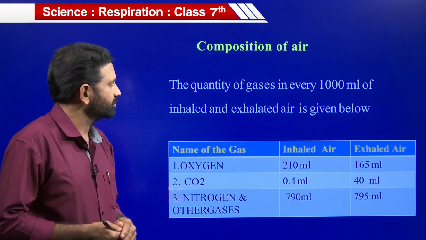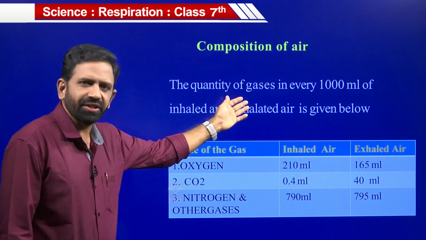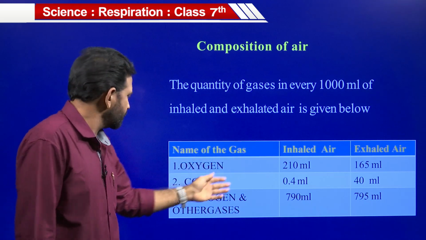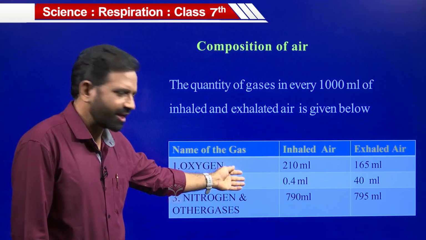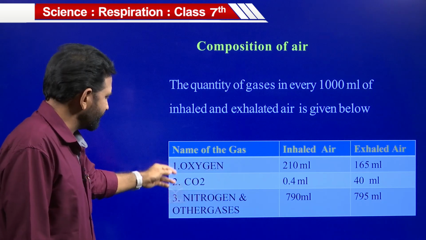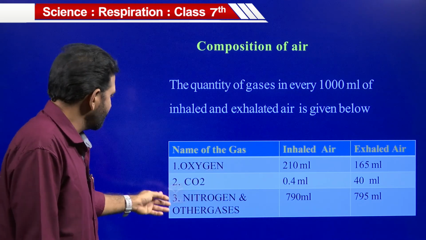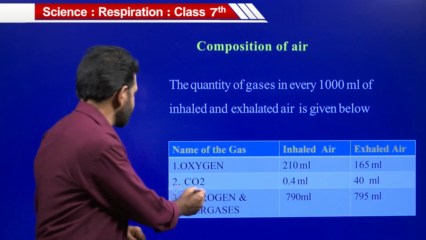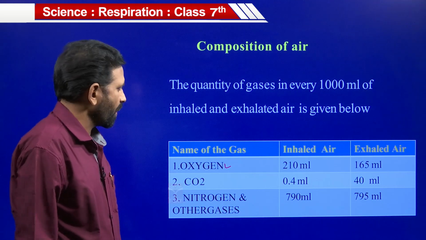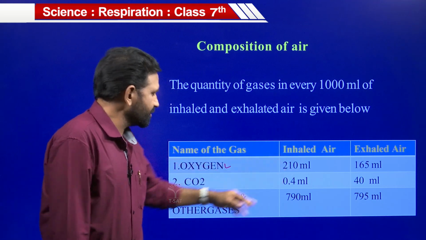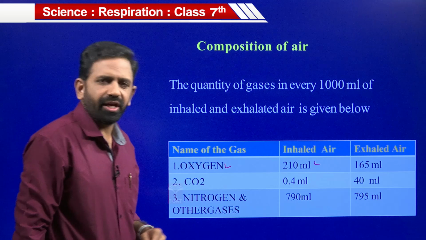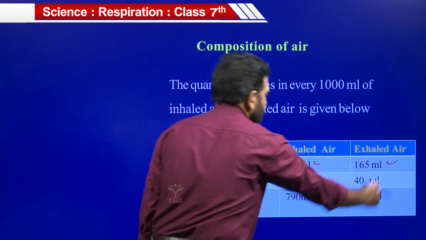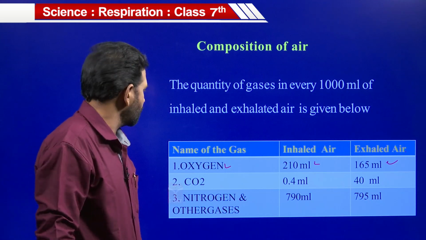Composition of air. The quantity of gases in every 1000 ml of inhaled and exhaled air is given below. So students, observe this table. In this table, there are three main types of gases we have taken, that is oxygen, carbon dioxide, and nitrogen and other gases. So this is oxygen. Inhaled air contains 210 ml of oxygen and exhaled air contains 165 ml of oxygen.